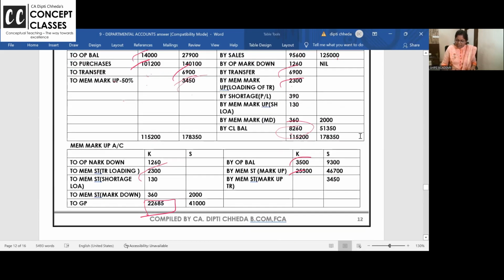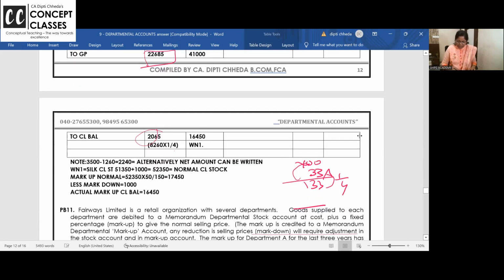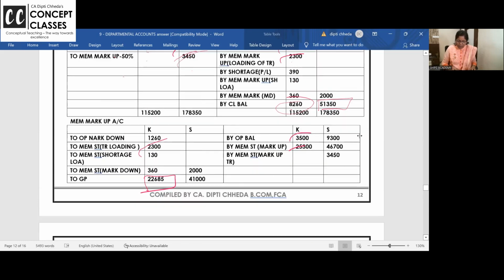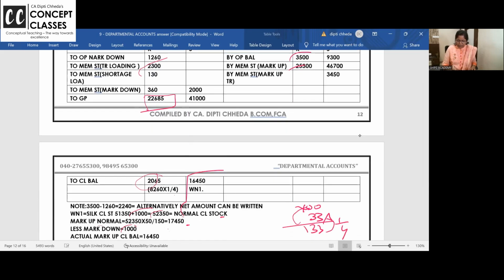हाँ, और सिल्क का क्लोजिंग है 51,350. In these 51,350 there is still a markdown pending 1000. तो 52 is normal closing stock into 50 by 150. Normal markup is 17,450. 1000 माइनस कर दो. अब आपका मार्कअप आ रहा है 16,450. एग्जैक्टली सेम.